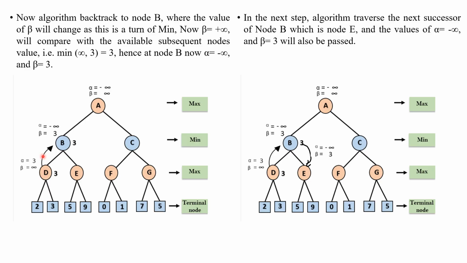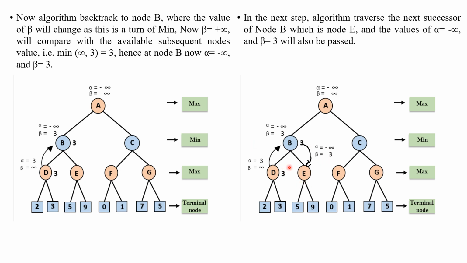The node value of D is 3, which moves to the upper node B. So the node value of B is also 3. Here it is a minimum node, so for node B we have to update the value of beta. Again we find the minimum value: 3 is compared with plus infinity, and the minimum value is 3. So beta is updated with 3. Then alpha and beta are passed to the child node E. For E, alpha is minus infinity and beta is 3.